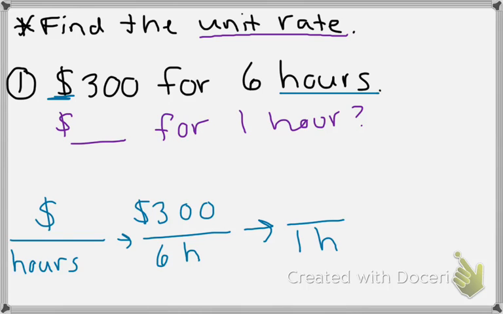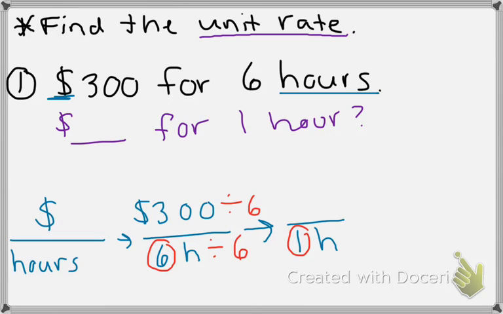What number divided by 6 gives us 1? 6. 6 divided by 6 is 1. Anything divided by itself is 1. Whatever we do to the bottom, we have to do to the top. So we also have to do 300 divided by 6.